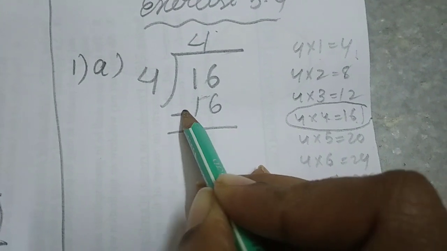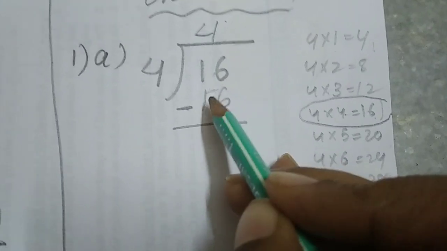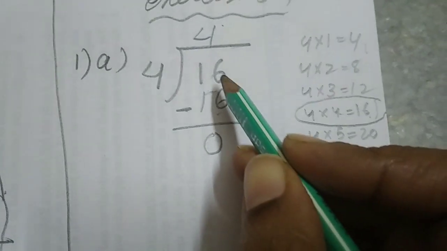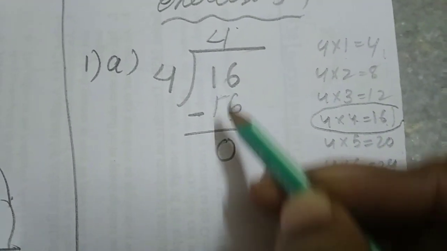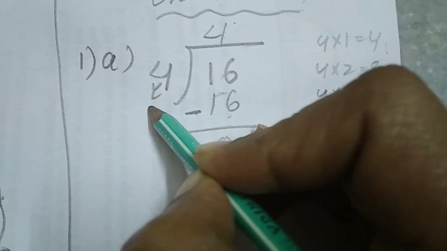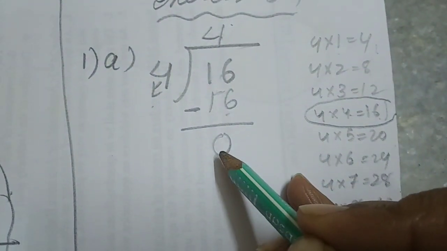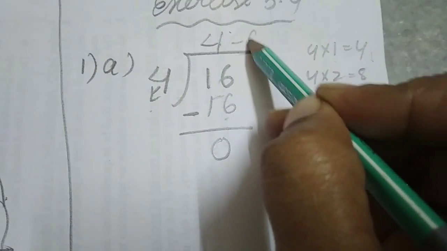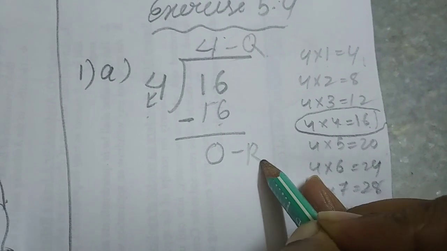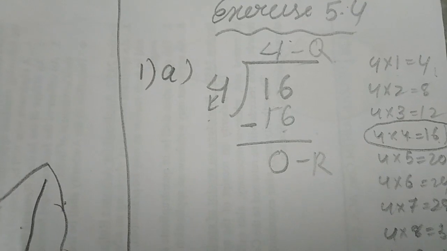Okay. Now you have to subtract both. Now 16 minus 16. Any number subtracted by the same number, you will get 0. 16 minus 16, 0. 10 minus 10, 0. Right? Now 16 is the dividend. This 4 is the divisor. This 4 is the quotient, because from the table you got that. And 0 is the remainder. So your answer, this is Q. Okay children, this is the quotient Q and this is remainder R. Hope you understood.